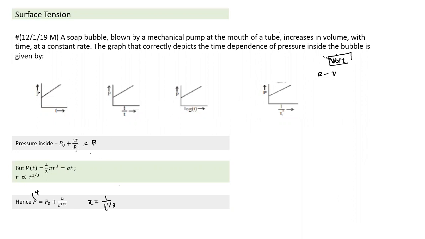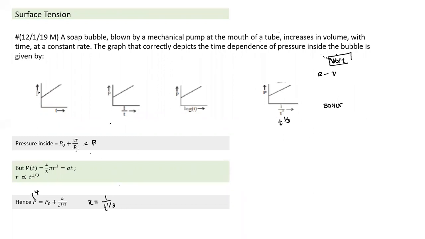But the way the question had come in the Mains, it had gone as a bonus question. Why was it a bonus question? It was given as 1 by t to power 3. Actually, initially they gave us a correct answer. It should not have been 1 by t raised to power 3. It should have been 1 by t raised to power 1 by 3. Then only the answer would have been correct.